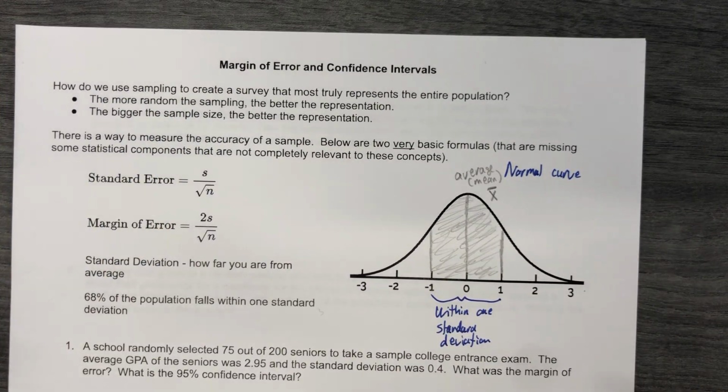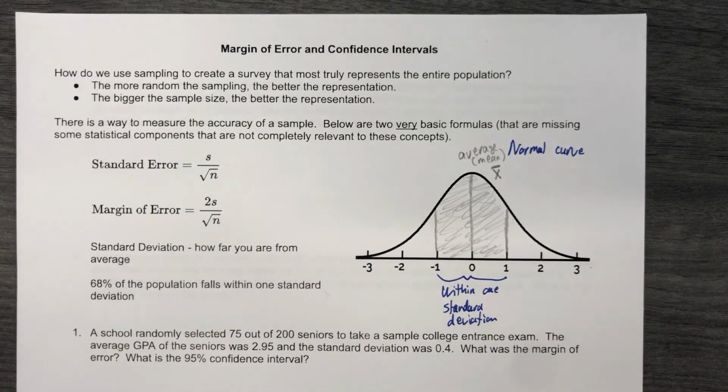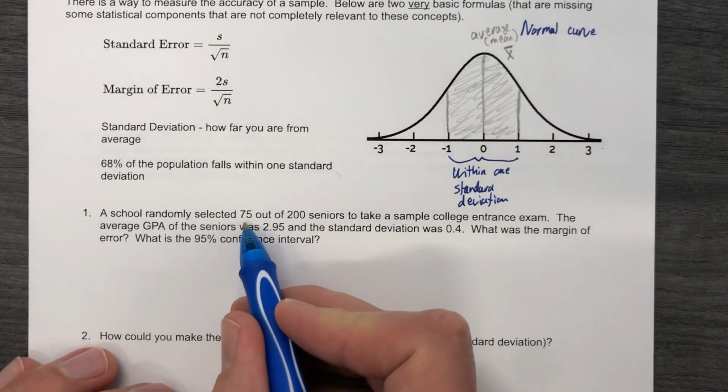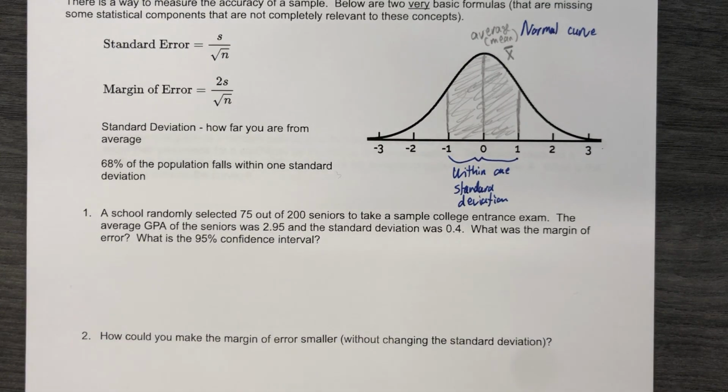This random sampling we took, are we confident that we have a good representation of the population that we're wanting to study? And this is how we're going to do it. Okay, a school randomly selected 75 out of 200 seniors to take a sample college entrance exam. That's lucky 75 folks. Let's just write down what we know.